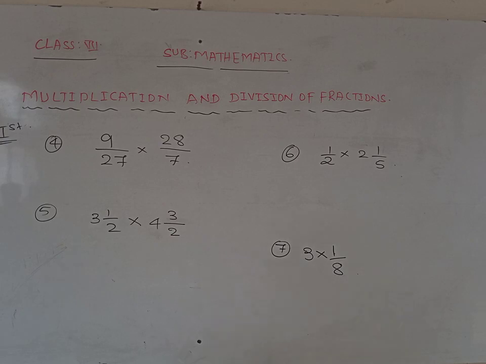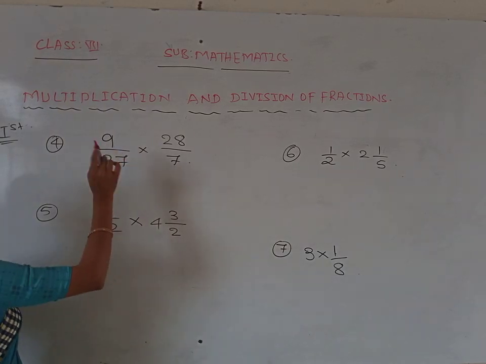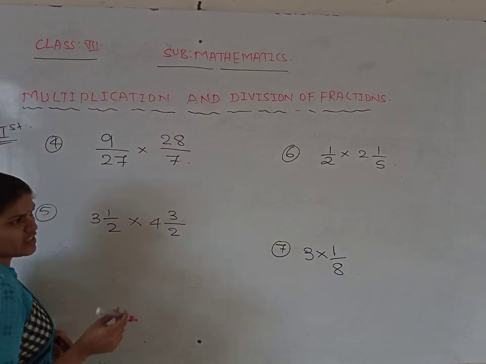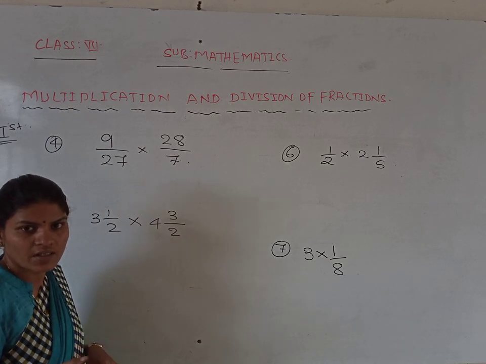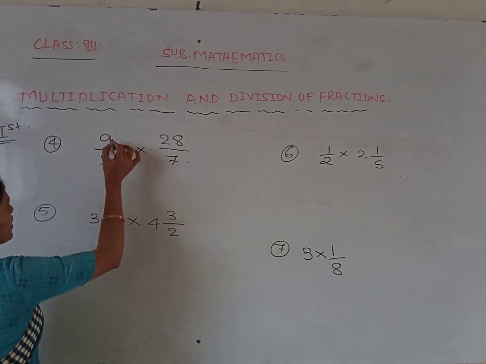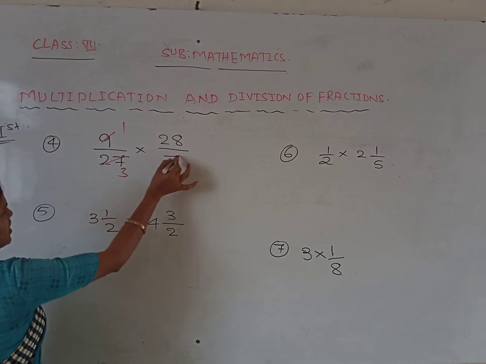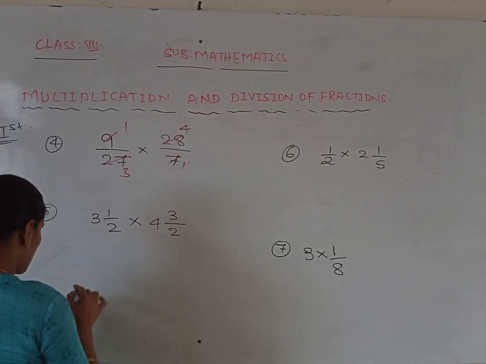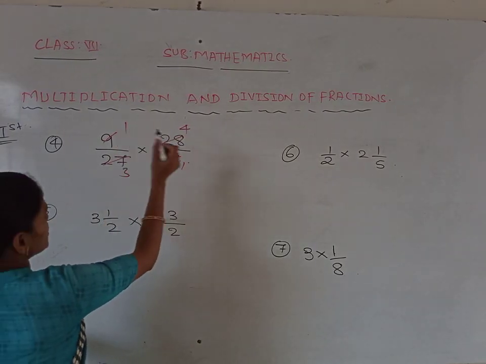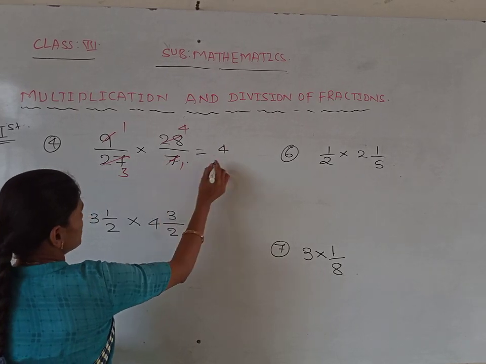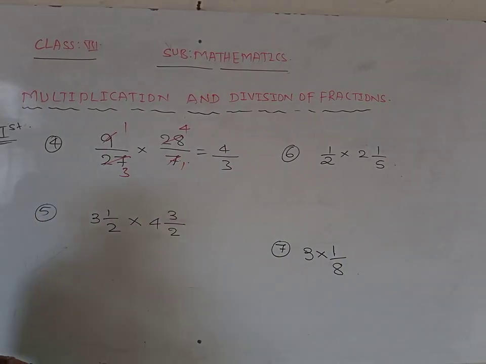Yes, dear student. Check here. Here also there is a common factor. In between these two also there is a common factor. Divide the numbers with the common factor. 9 1s are 9, 9 3s are 27, 7 1s are 7, 7 4s are 28. Remaining 4 into 1 is 4, 3 into 1 is 3. So 4 by 3.